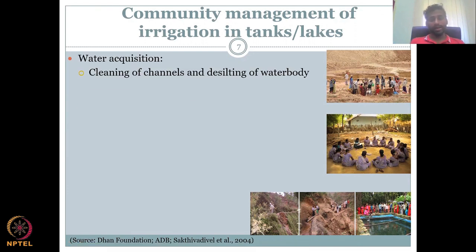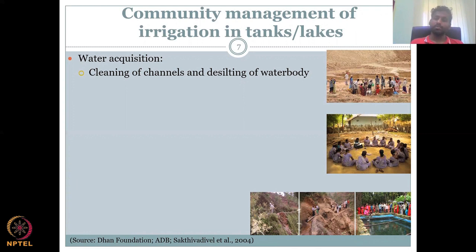Water acquisition. In particular, cleaning of channels and desilting of water bodies, the check dams, etc., are very much needed. For example, you have a check dam and water is coming through. Water comes with a velocity, and with that velocity it picks up sediments along the sides and other areas and brings the sediments along. Once you stop the water and the velocity is zero, just water stagnating, the sediment particles will fall down. Now, if you don't remove this sediment, your check dam is now full of sediment and the water will go on top of the sediments. So there's no water stored. So the check dam is not going to be usable.